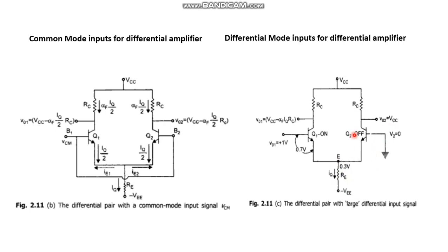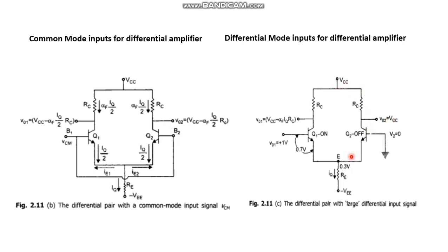When Q1 is on, what happens? Some current flows like this, and the voltage at this point is this voltage minus the drop across this. Here Q1 is on, why? Because we are giving some supply voltage V1 equal to 1 volt. So Q2 is off, why? Because V2 equal to 0, which means no current flows in the emitter, so no current in the collector. So there is no drop in this, the same voltage appears here.